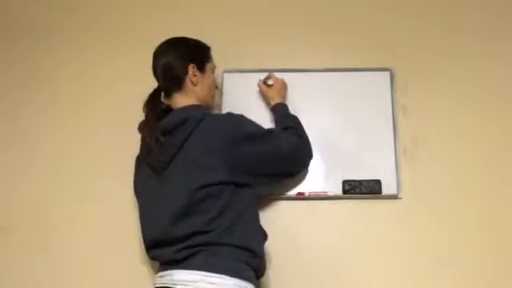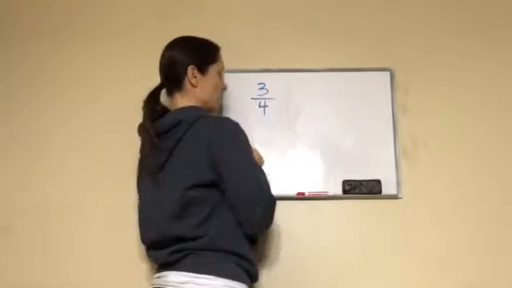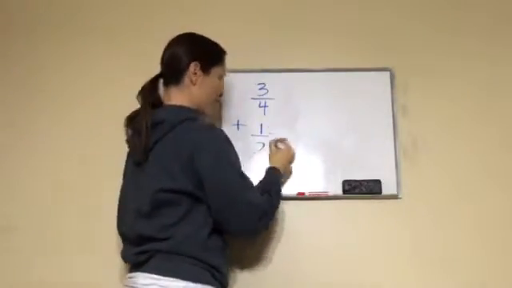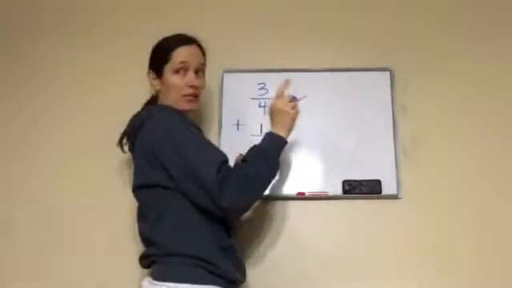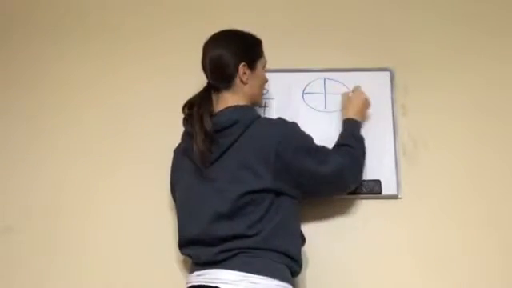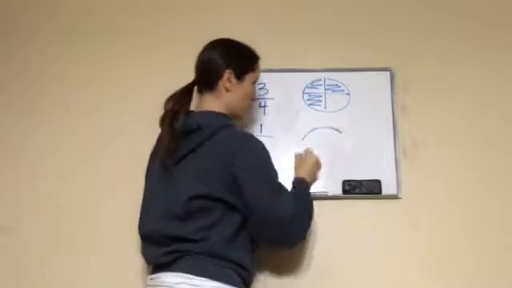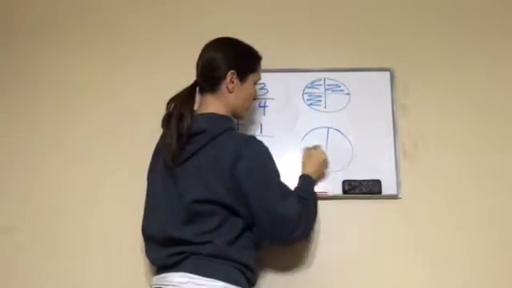Let's try this one together. 3/4, and they want us to add 1/2. Now, let's look at the picture for just a minute, what this looks like. 1, 2, 3 out of 4. And this one looks like this.